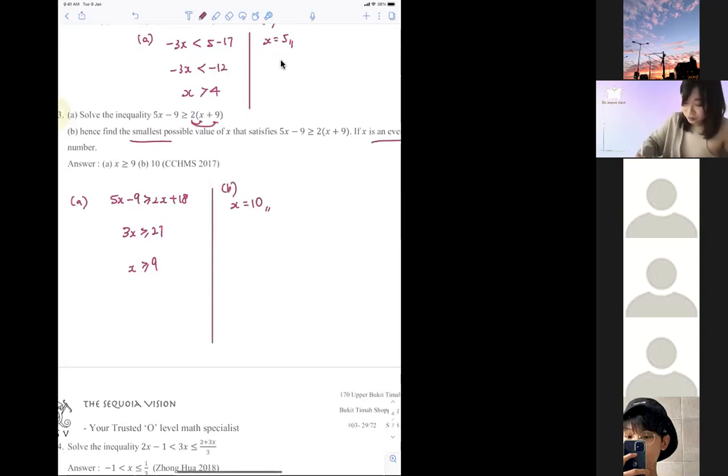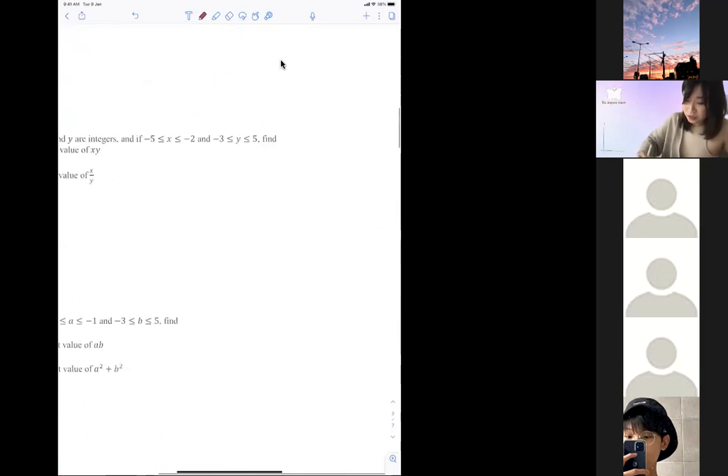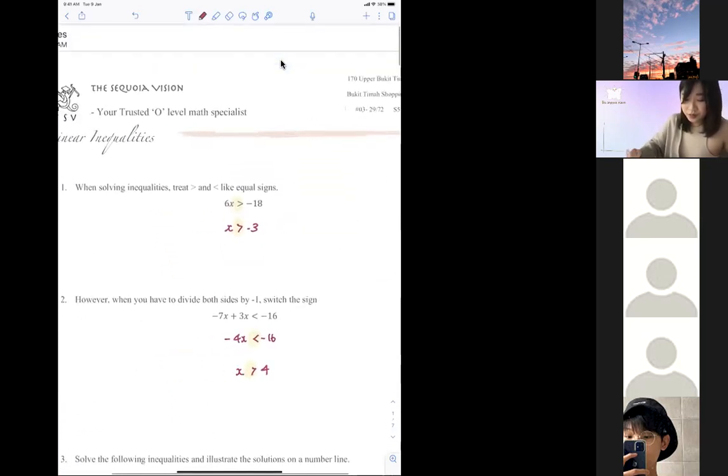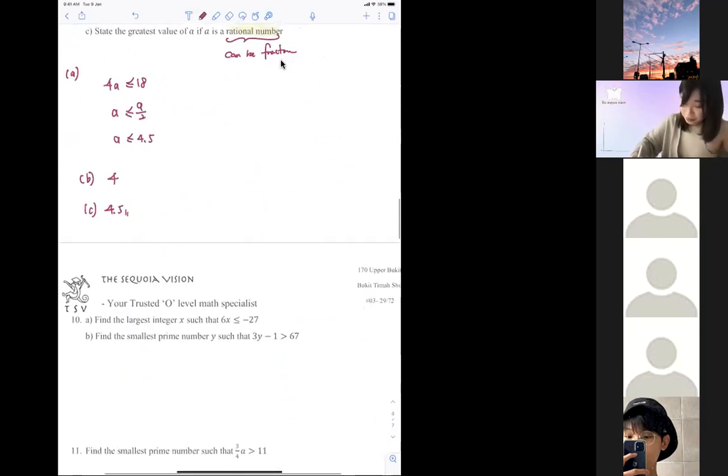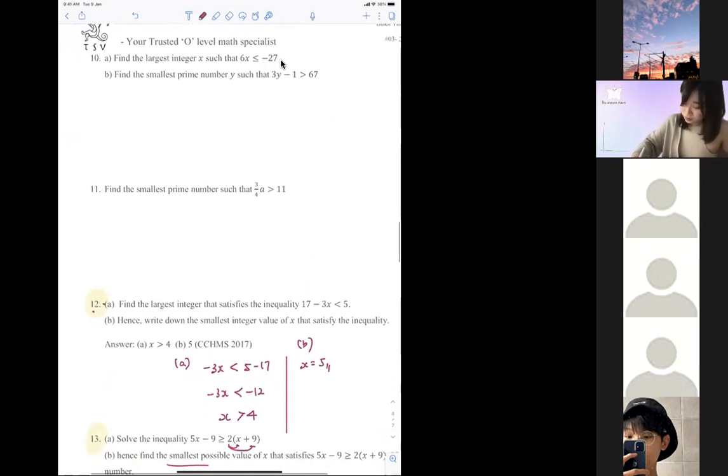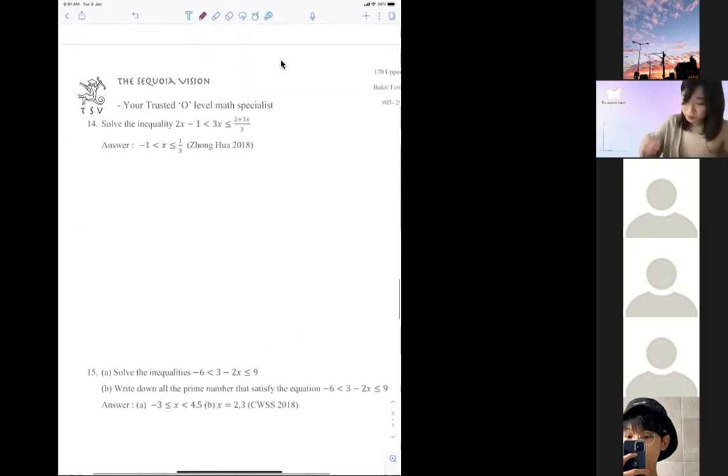Okay, Dawn, can you help me take out this inequality worksheet? This one, inequality. Okay. Now I'm at question 10. Now I'm at question 14.